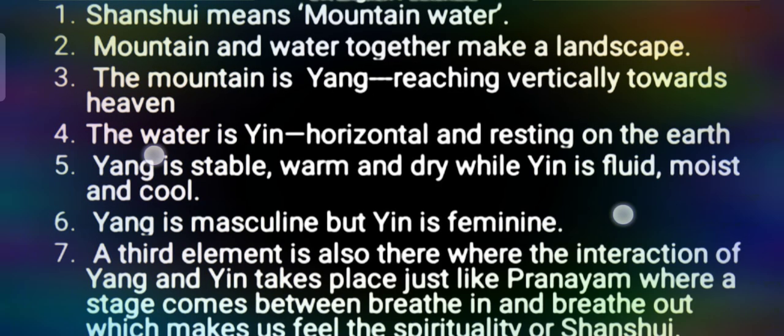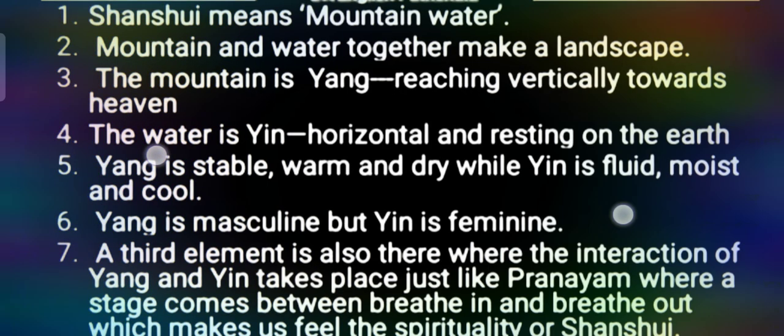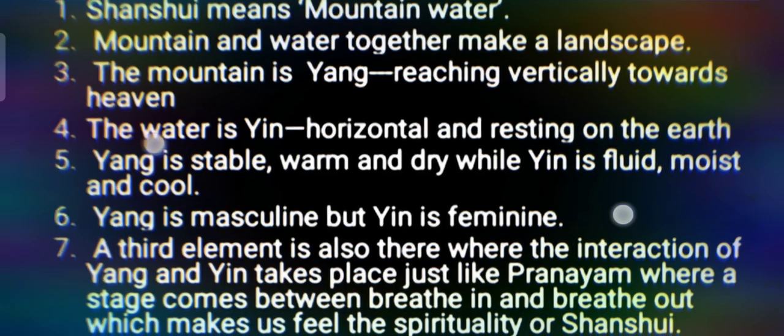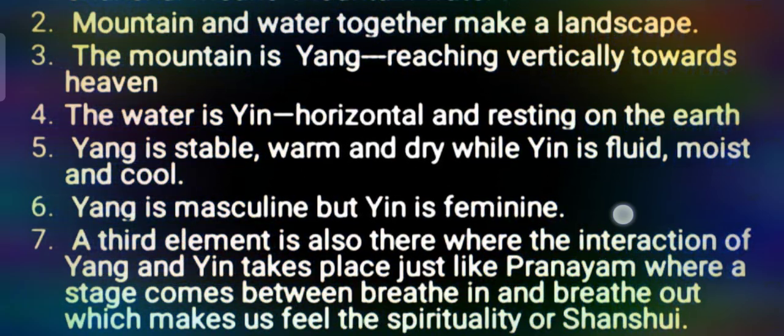A third point: the mountain is yang, reaching vertically towards heaven, and the water is yin, horizontal and resting on the earth. Fifth point: yang is stable, warm and dry, while yin is fluid, moist and cool. Sixth point: yang is masculine but yin is feminine.